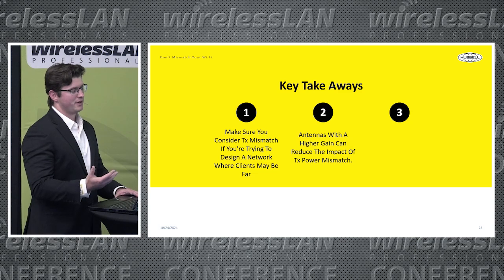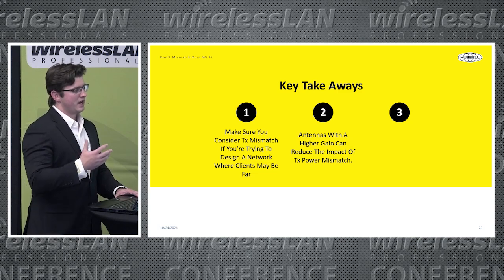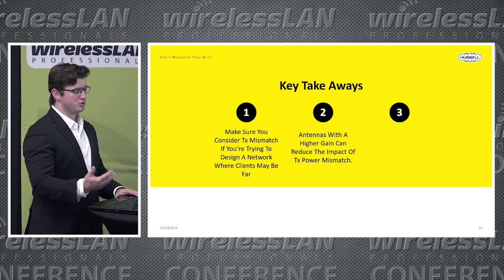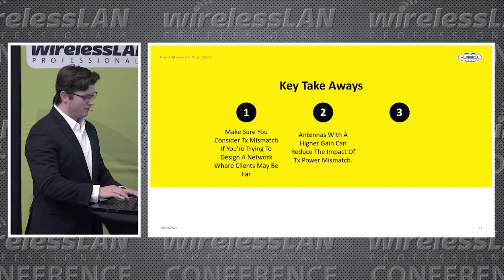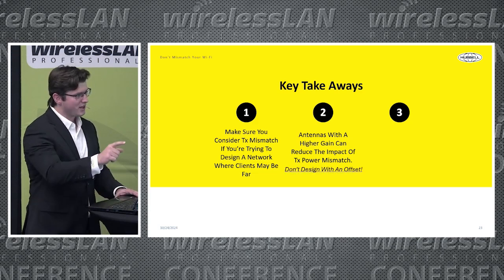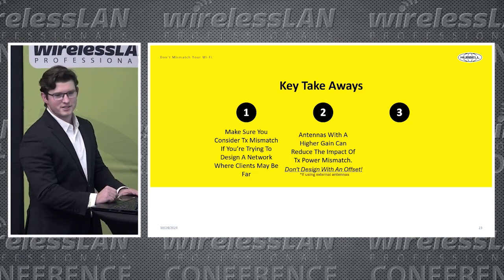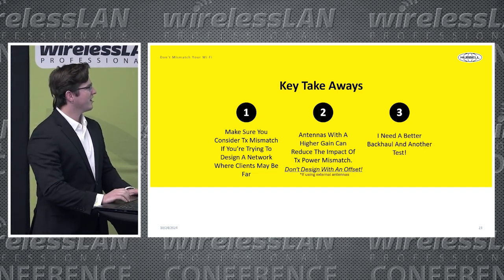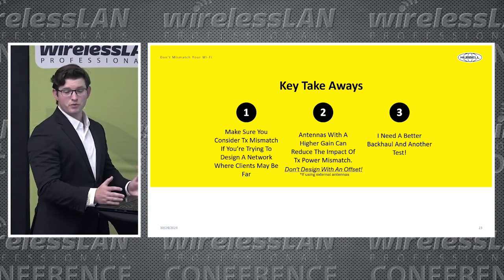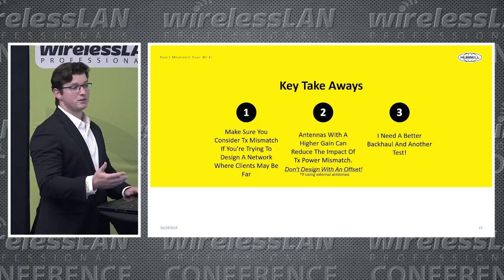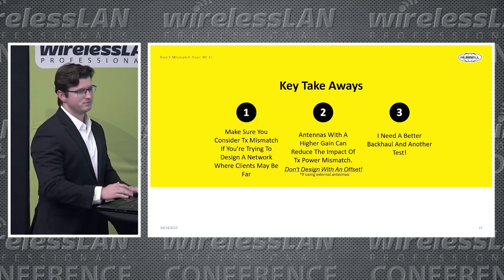The other takeaway that we need to consider is that the higher gain antennas do significantly impact this and reduce the overall influence of power mismatch. So I will go out on a limb and say, don't design with offsets in your predictive software if you're using external antennas. And the last thing is that I just need to try this with a better backhaul and come back to y'all next year, hopefully with a better result on the up and down link, and then hopefully with some standard power 6 gigahertz results as well.